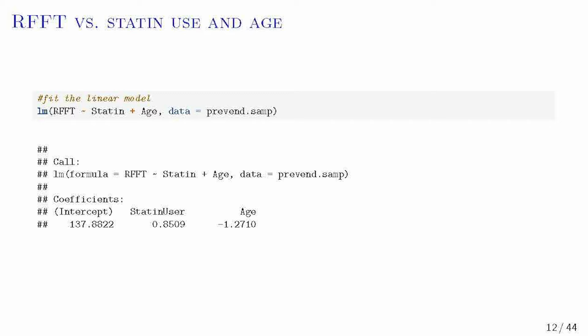And then we have our 1-0 binary statin user variable. And that says 0.8509, meaning that when we control for age, now a statin user will score higher, on average, 0.8509 points. We even changed our sign. Now we see the age obviously has an effect, or at least probably has an effect. We don't have a statistical significance in this answer yet, but it looks to have a negative effect, as one should expect.